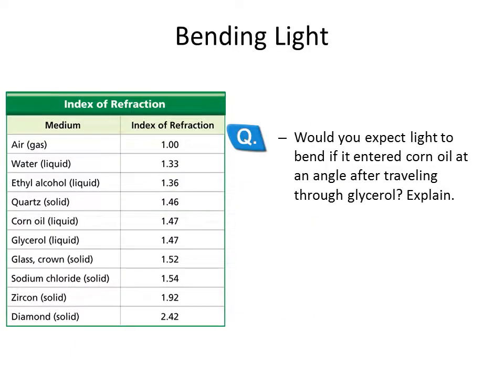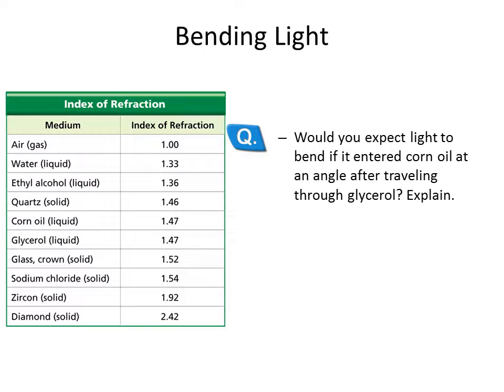Bending of light. Okay students, now we have a question here based on the index of refraction of different mediums. Here you can see a table which shows the medium and index of refraction, and here we have the question: would you expect light to bend if it entered corn oil at an angle after traveling through glycerol? Explain. So the question is what will happen to the light. It means whether the light bends or not when it moves from glycerol to corn oil.